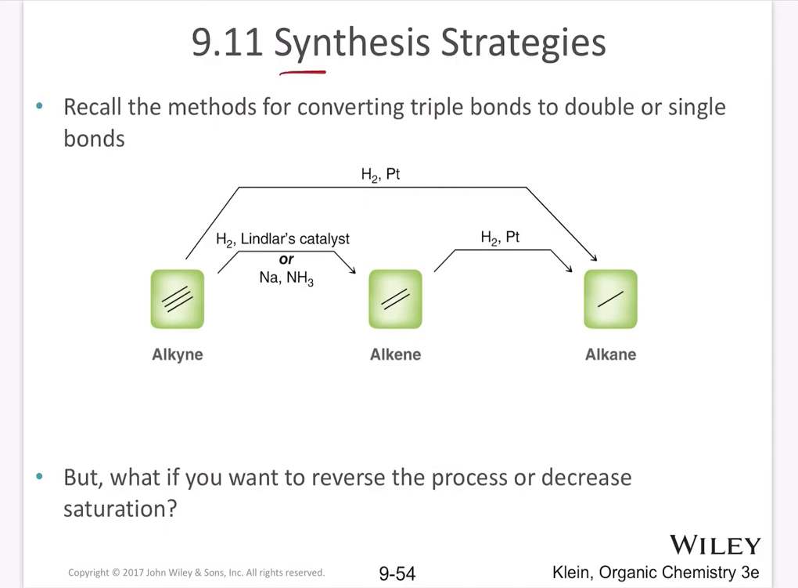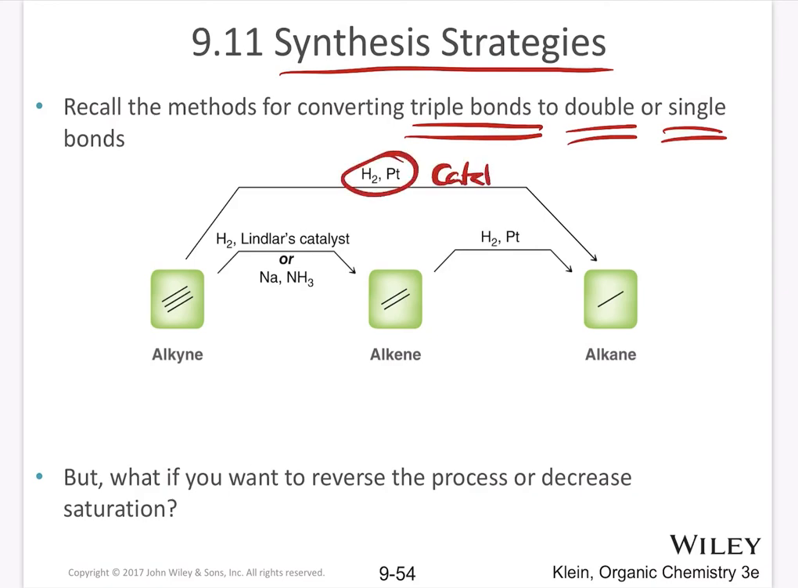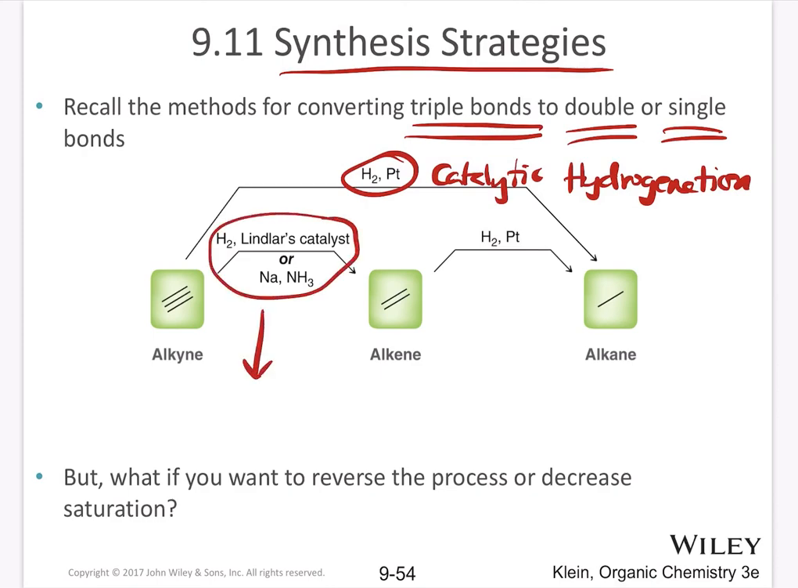Now let's talk about synthesis strategies. Recall the common methods where you convert a triple bond to a double or single bond. If you want to convert completely from an alkyne to an alkane, we use catalytic hydrogenation. But if you want to convert an alkyne into an alkene, you do the reaction in the presence of a Lindlar catalyst, which stops the reaction from continuing to an alkane. Converting an alkene to an alkane uses the same catalytic hydrogenation.